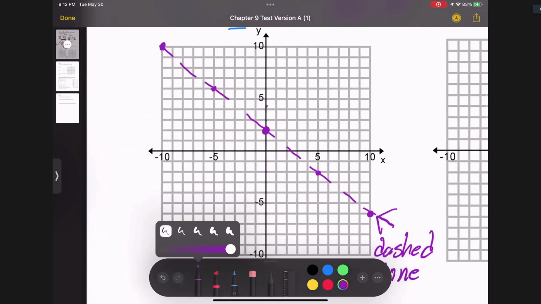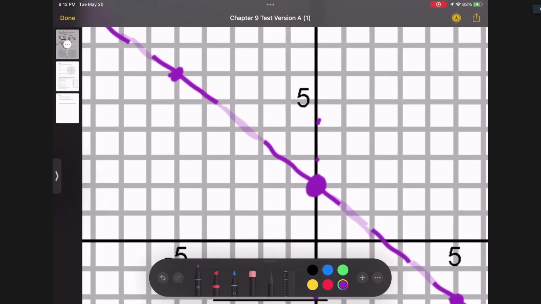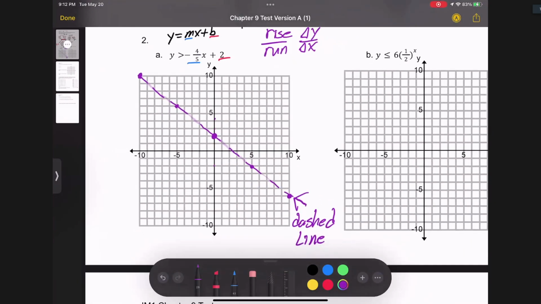Because I see students do this. They tend to have a full line and they tend to erase it. Let's see. You see what I'm doing? Hopefully you can see it. They don't fully erase it, and I think that this is going to be a solid line.